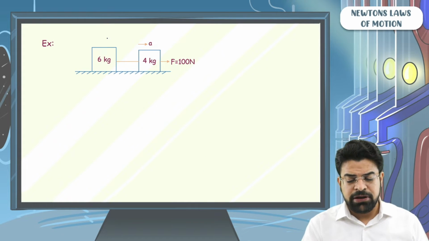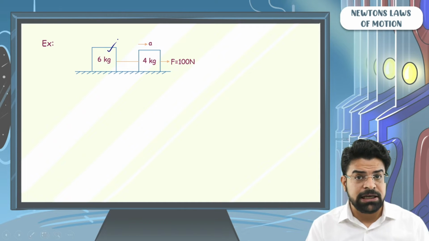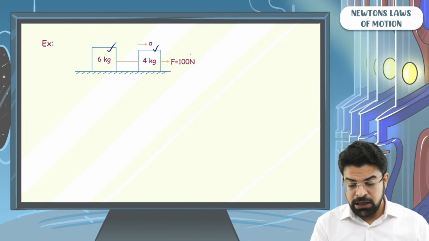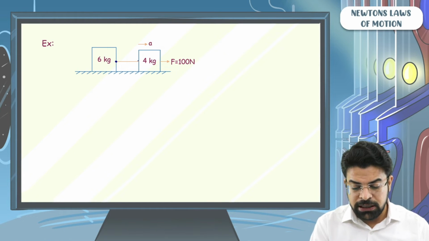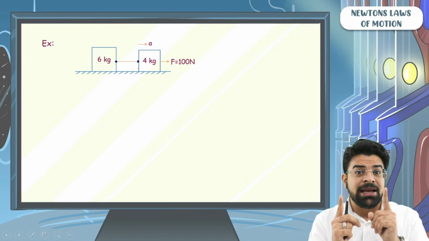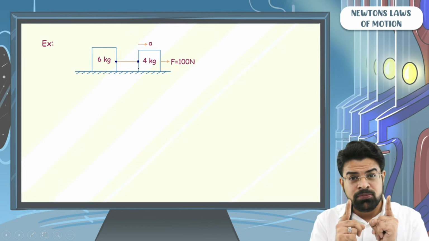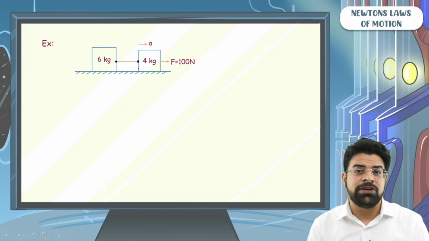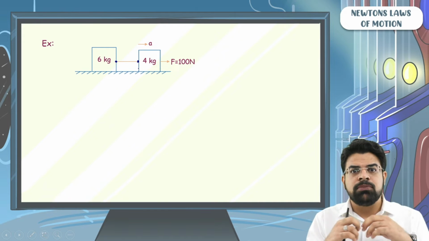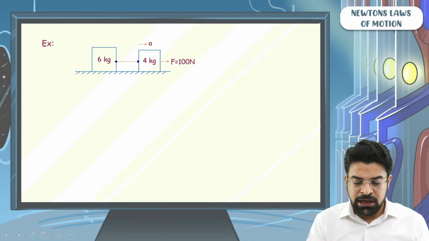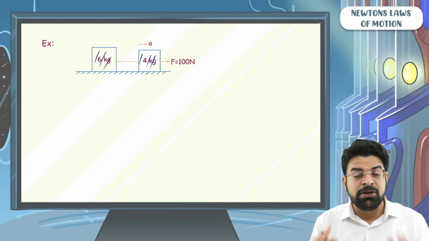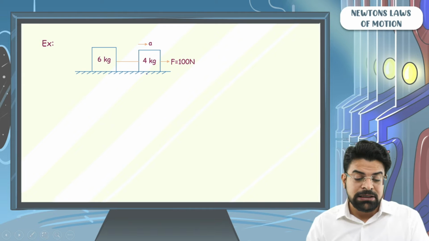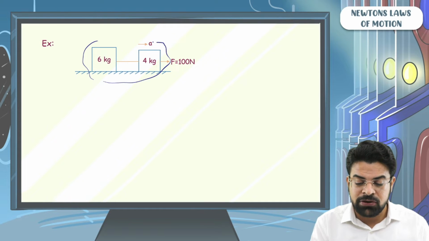Now let's say we have got two blocks, one of mass 6 kg, one of mass 4 kg, and we are pulling the whole system with a force of 100 Newton. Because of the string constraint, as both the blocks are connected by an inextensible string, both the blocks are bound to have the same acceleration. There is going to be no relative motion between the blocks, the separation between them is going to be constant, so I can treat the whole system as a rigid body.